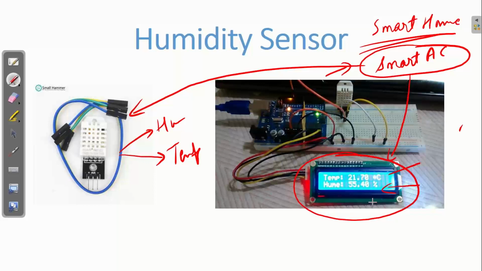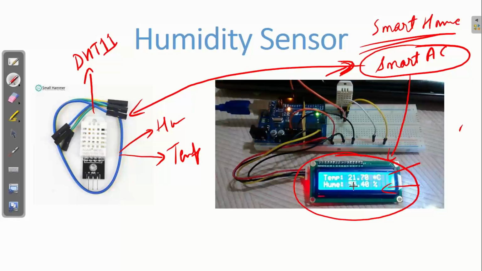55.40%. Okay, so what I am trying to make you understand here is that the name of the sensor is DHT11. This is the technical name of the sensor. So this sensor is also referred to as a temperature humidity sensor, or generally we say humidity sensor. And these kinds of sensors are implemented in smart ACs. And this smart AC controls the temperature and the humidity based on the value generated by this sensor.